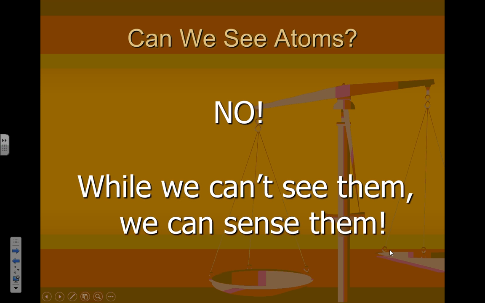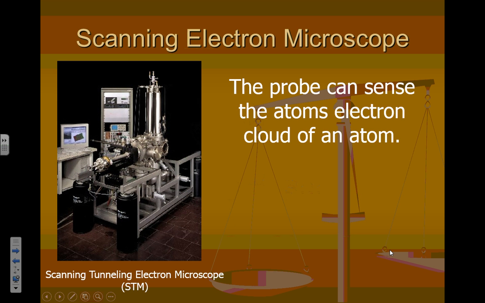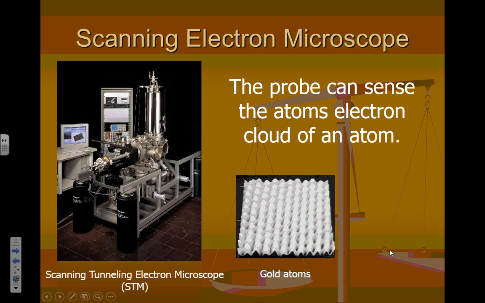But while we can't see them, that doesn't mean we can't sense them. And that's really the key. With a scanning electron microscope, and you can see a picture of one over here on the left, there's a probe in this really expensive piece of equipment that can actually sense the electron cloud of an individual atom. So while it can't see it, it can detect it. And it can take measurable information about it, and that measurable information can be translated to an image. So no, I am not looking at gold atoms here. I'm looking at a computer-generated image of gold atoms.